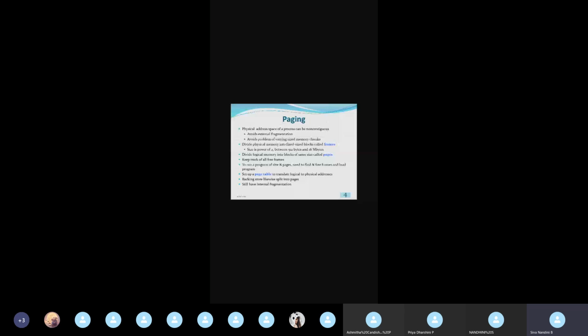Because a particular frame can be of size 20 KB and the page may be of 15 KB. So in that frame of size 20 KB, if a page of 15 KB is allocated, we'll be having leftover memory. That is, 5 KB of memory will be left over. That represents internal fragmentation. This paging concept avoids external fragmentation, but still it has the internal fragmentation problem.